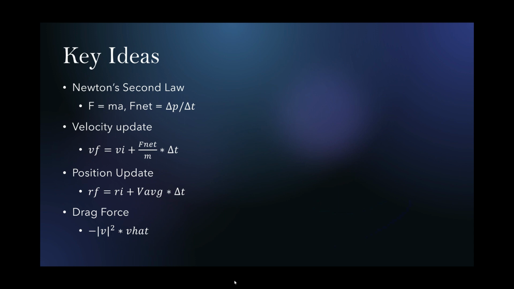So our key ideas for this lab are Newton's second law, F equals ma, or F net is equal to change of momentum over time. This is just saying the added up forces in a system add up to its change in momentum or speed. Velocity update is how we get our velocity from our collected forces, by dividing by the mass, multiplying by t, and then we get our speed. Position update gets our position out of these averages that we collect in the velocity update. And our drag is the negative magnitude of velocity times the direction of the velocity. So basically, the drag force acts in the opposite direction of the object's motion.